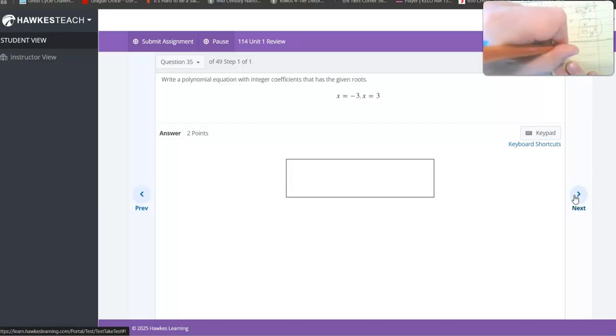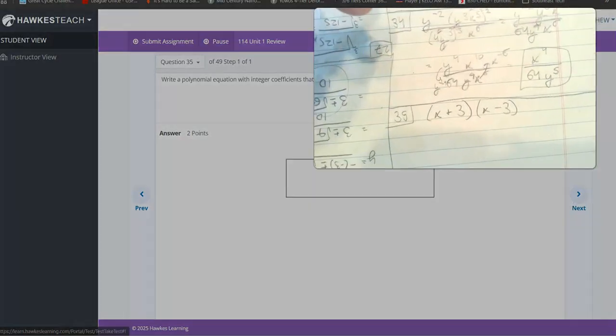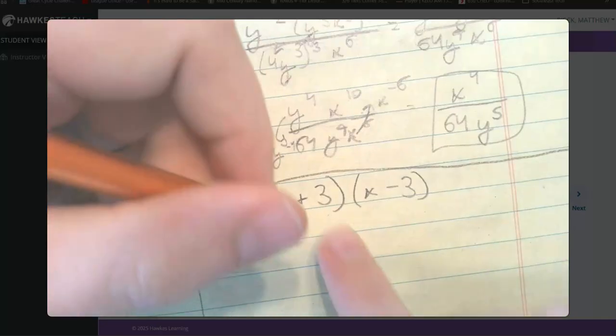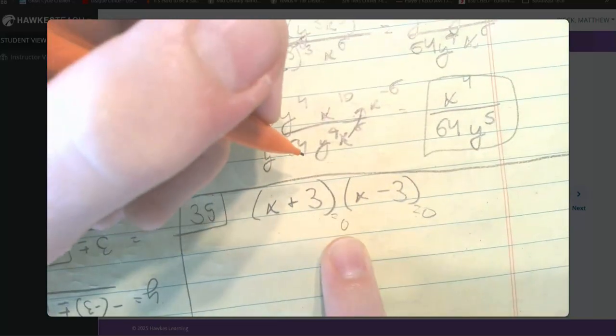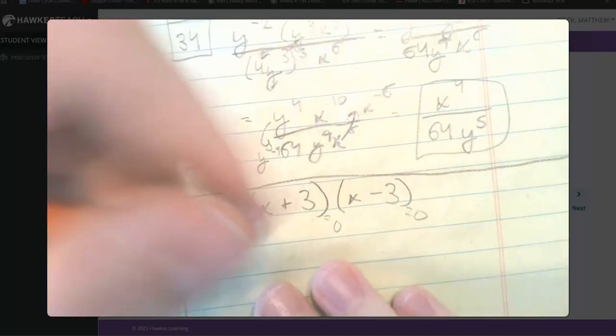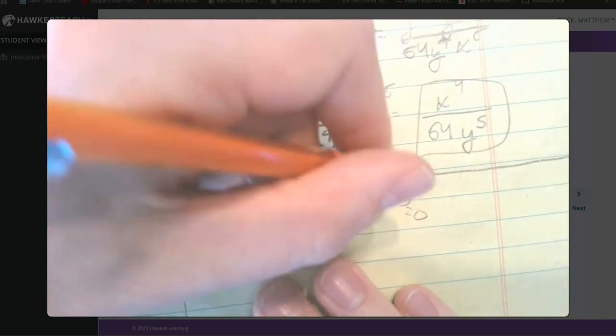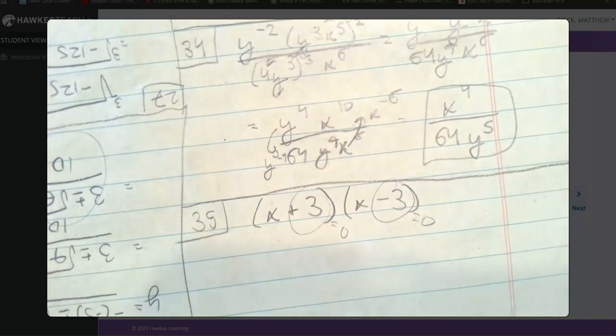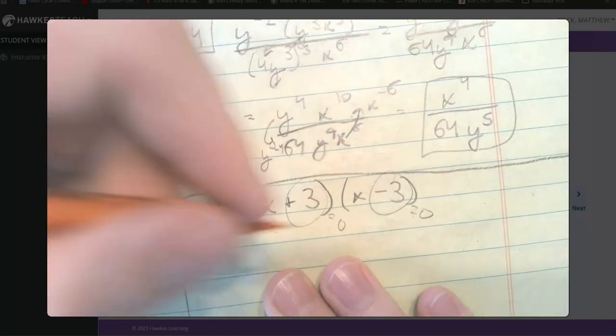And then to get +3, we have x - 3, because when we set these equal to 0, we end up with x equals -3 and x equals +3. So in a nutshell, you want to take your constant terms and just change the signs from what they give you there. All right, and then we do need to expand this out.